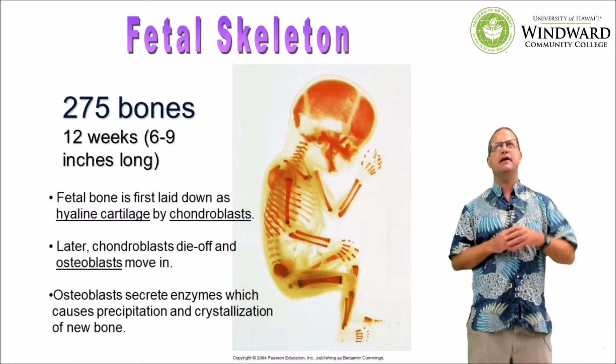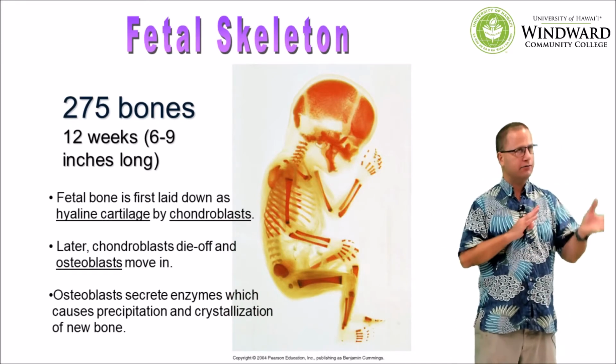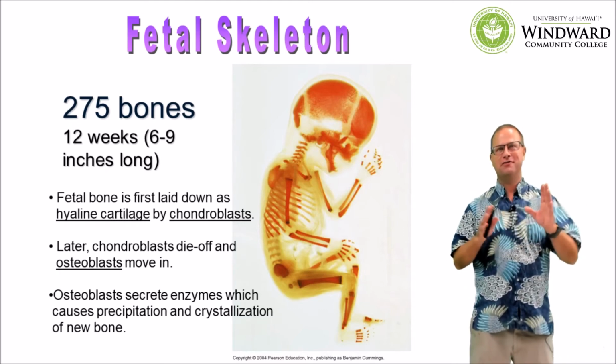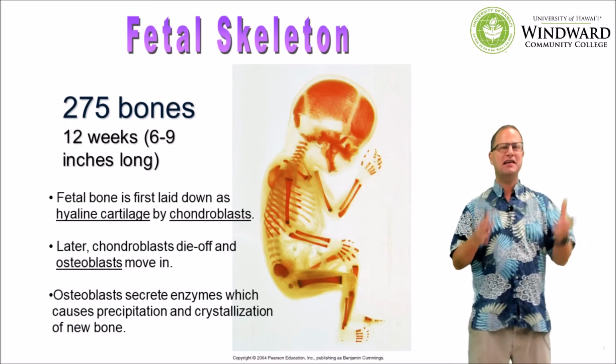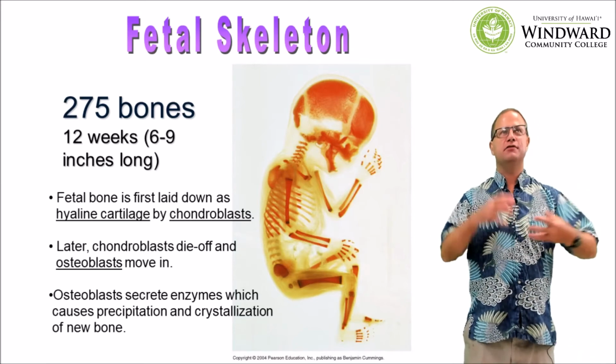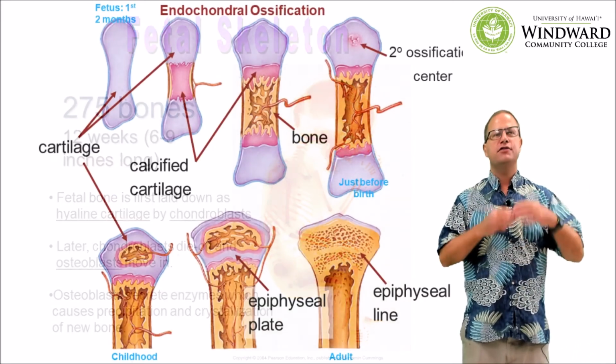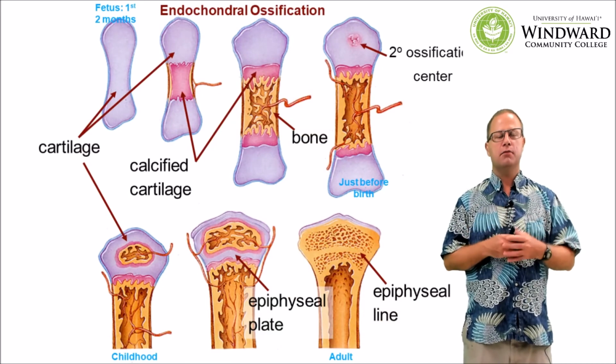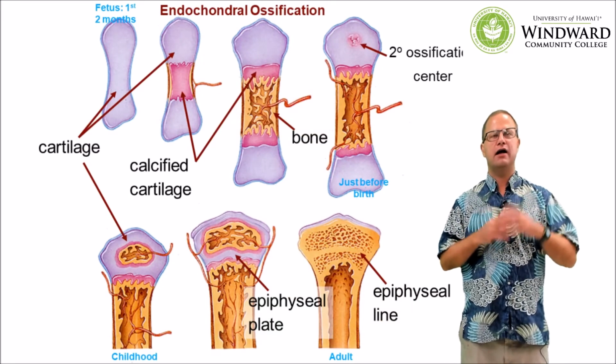We said before that an adult has 206 bones in their body, give or take, but you might be surprised to know that a fetus actually has more. A fetus might have as many as 275 bones. What this means is that as that fetus ages, at some point those bones are going to fuse together.